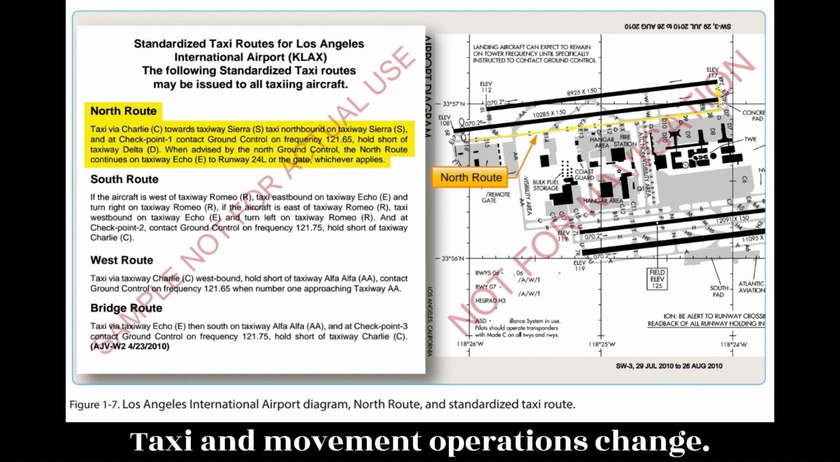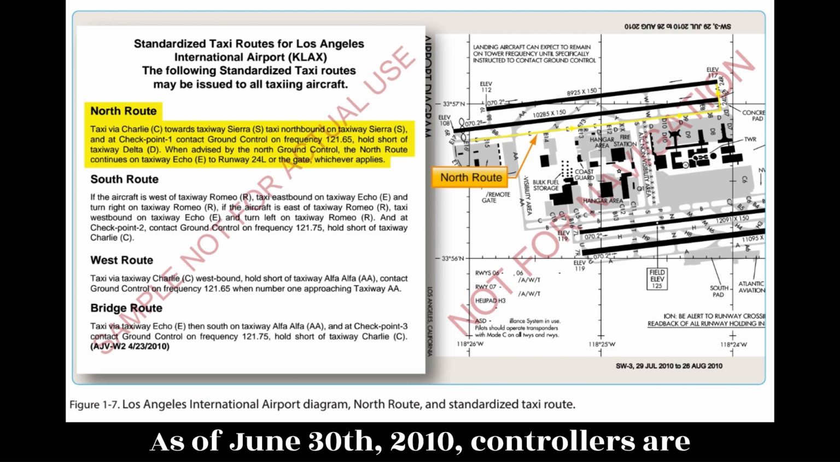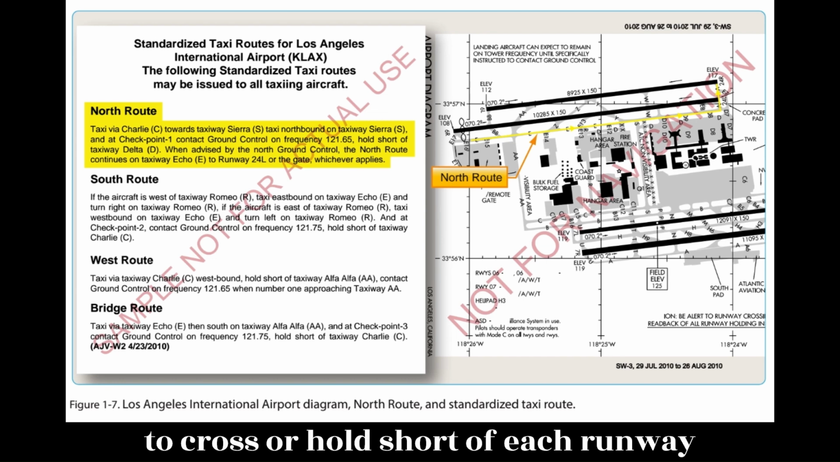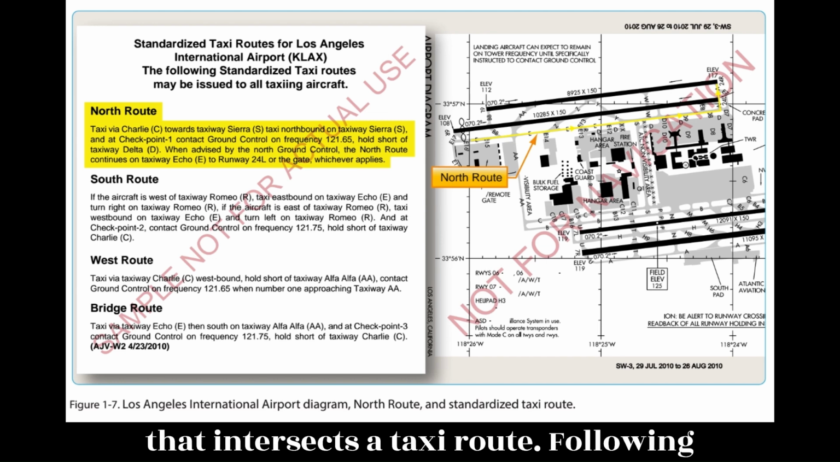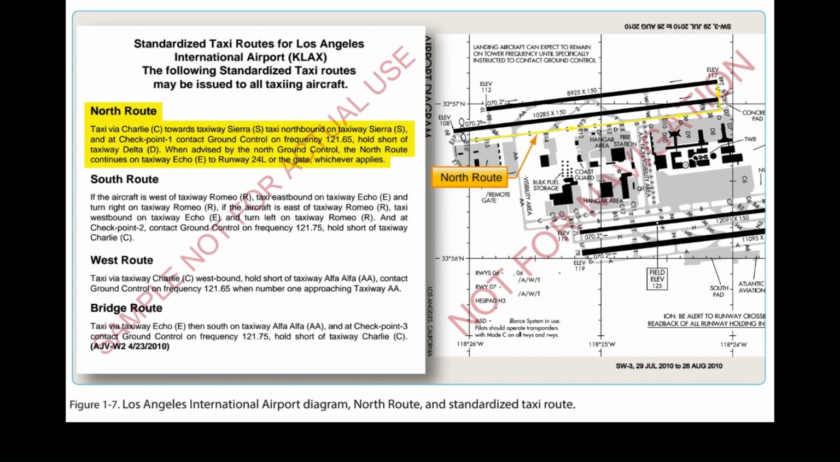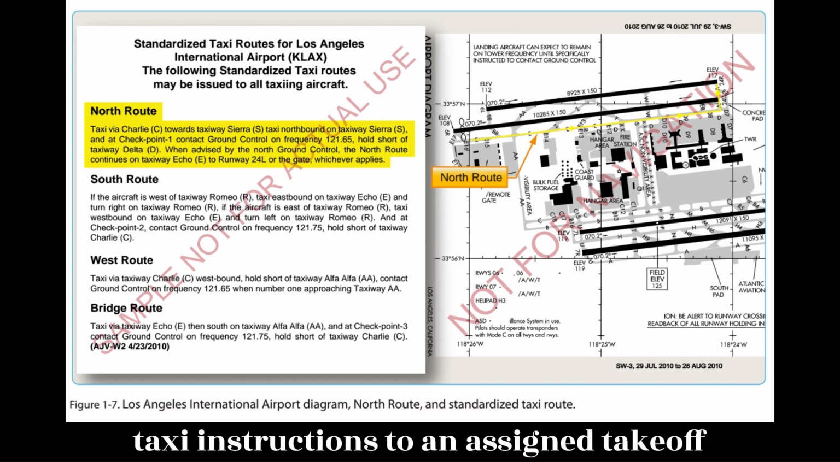Taxi and movement operations change. As of June 30, 2010, controllers are required to issue explicit instructions to cross or hold short of each runway that intersects a taxi route. Following is a summary of these procedural changes. 1. Taxi to is no longer used when issuing taxi instructions to an assigned takeoff runway.